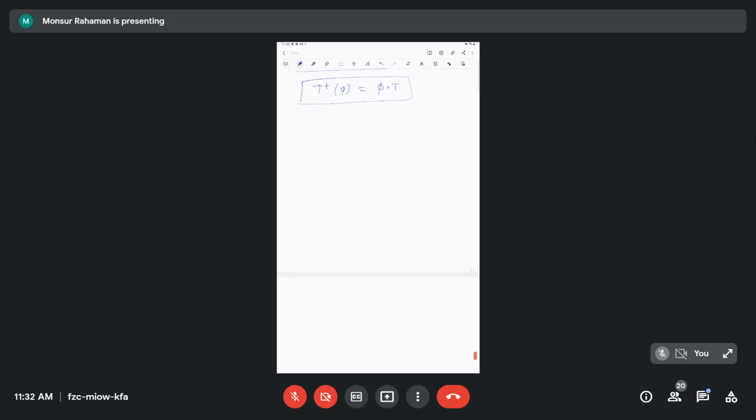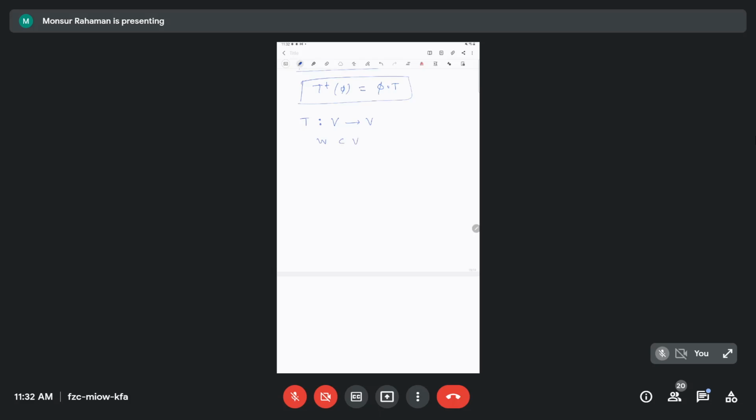So, invariant subspace. What is an invariant subspace? Suppose, it is also related to linear transformations. T is a linear transformation from V to V, okay, and W is any subspace of V.